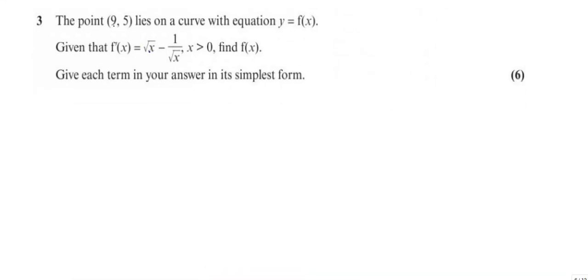Next one, the point 9 and 5 lies on the curve with the equation y equal f of x. So we have some sort of a curve. I don't know what the curve looks like. They are not asking for the curve. But let's say this is the curve. They are saying you have a curve which is called y equal f of x. And there is a point on the curve which is 9 and 5. This is the graphical explanation of the problem.